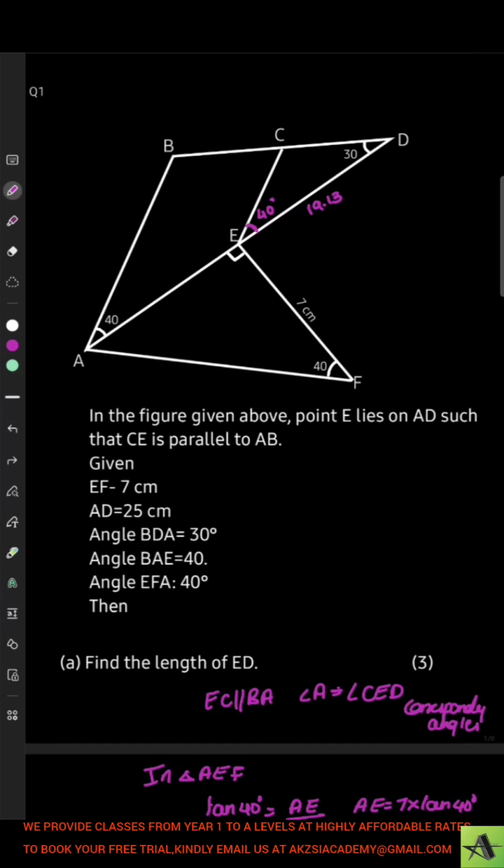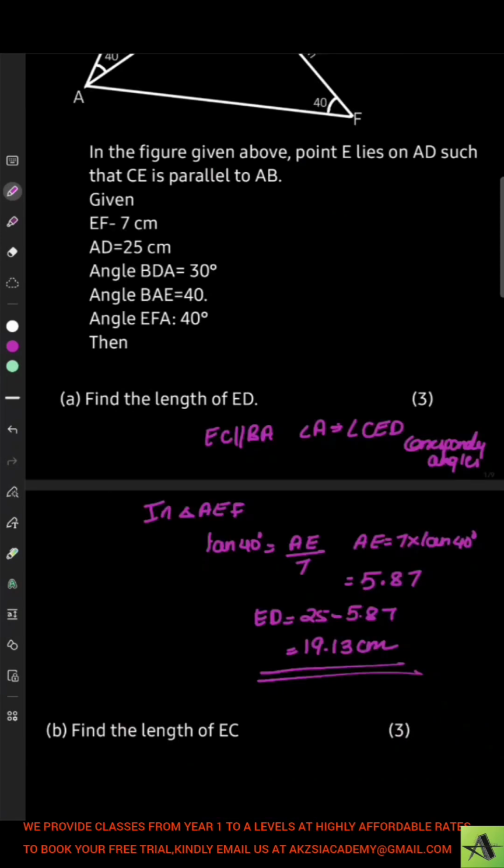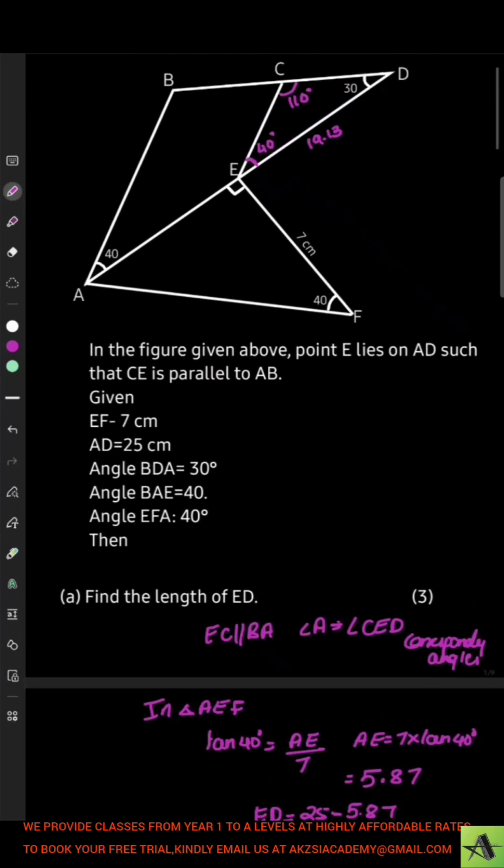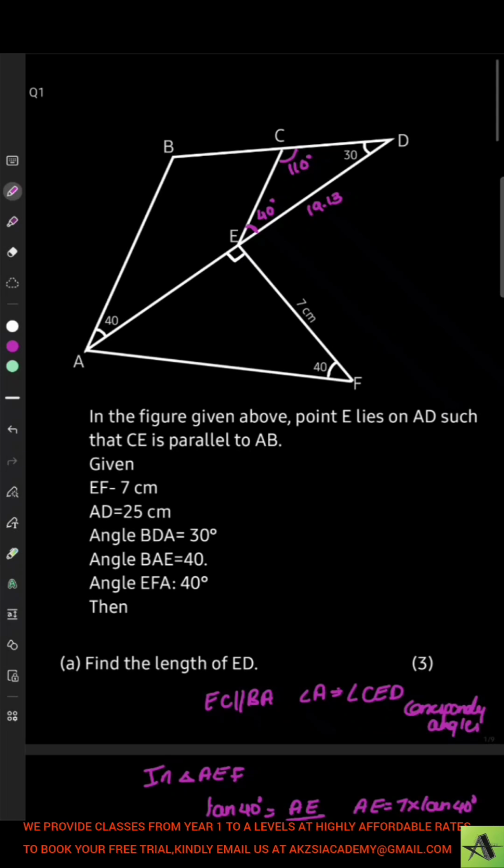This angle we have already calculated. So this third angle is very easy for me. That would be 180 minus 70, that is 110. Now we have to calculate the length of EC. Here we already have our ED, which is 19.13, and we want to calculate EC, which is this one.